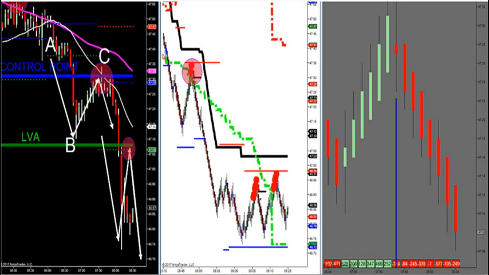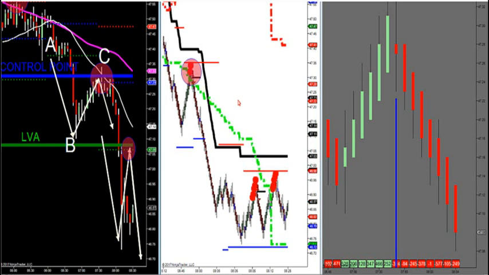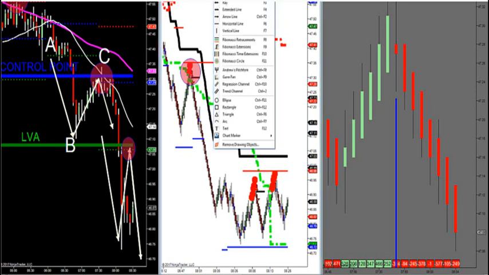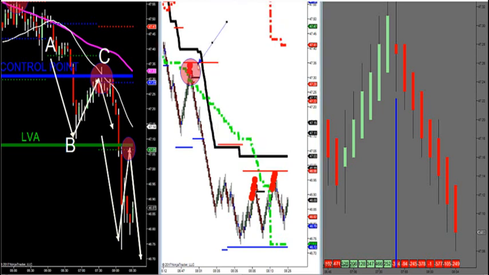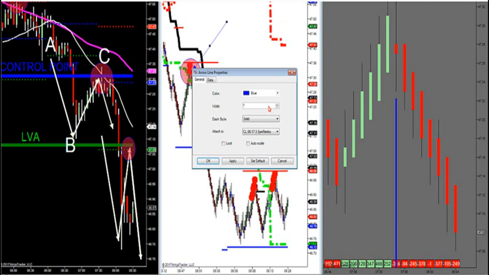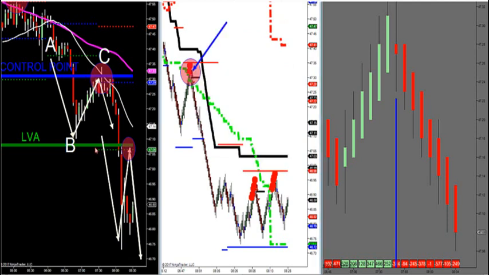I've got my developing profile. My developing profile in green is low value, just like over here, and red is high value. It's just calculated differently. It's the same thing. The trade over there is a simple ABC pattern. Break, retest. If you were to take this trade, sure, look at the ABC pattern right there.